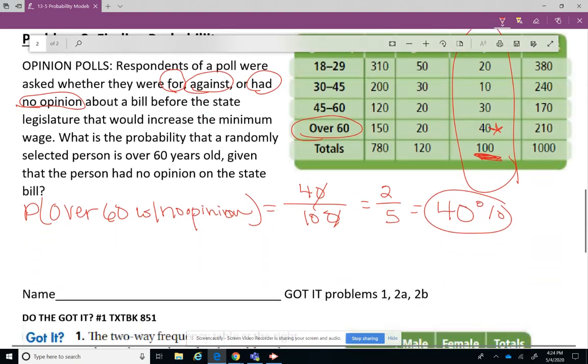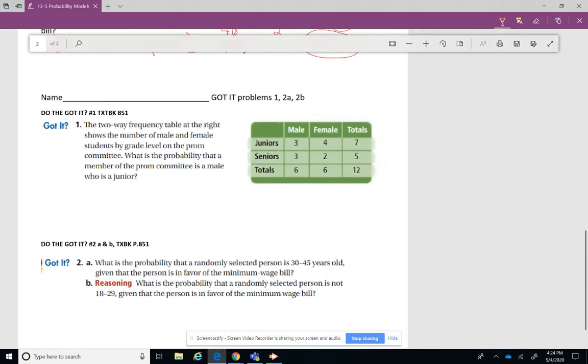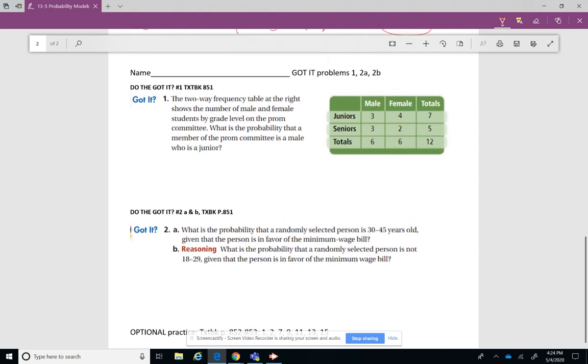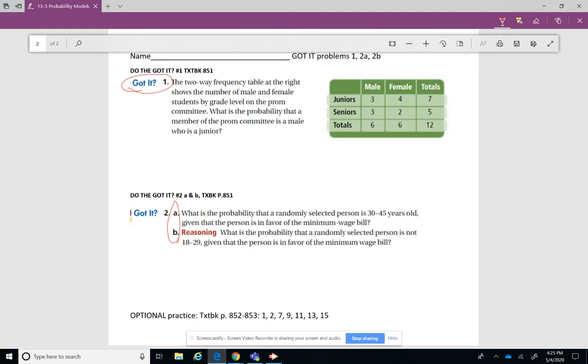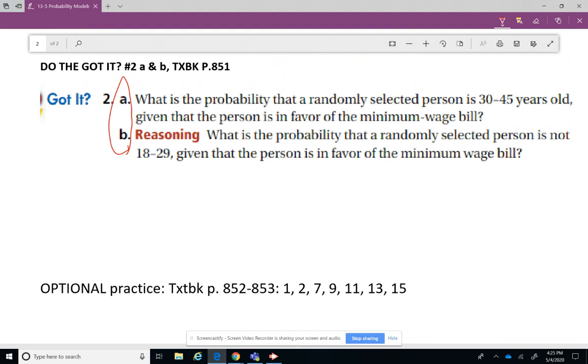All right, so what I did down below is I just did the 2 Got It problems that you need to do. Got It problem number 1 is on page 851 at the top if you want to look at it in your book. Got It problem number 2A, and make sure you do 2B. You'll get 3 points for each one you do, and then I'll just give you a free point. What is the probability? And then also do the reasoning. So you're doing both the 2A and 2B. If you want more problems, here are the other optional problems. You do not have to do them. They are optional. Just make sure you upload your 3 Got It problems.